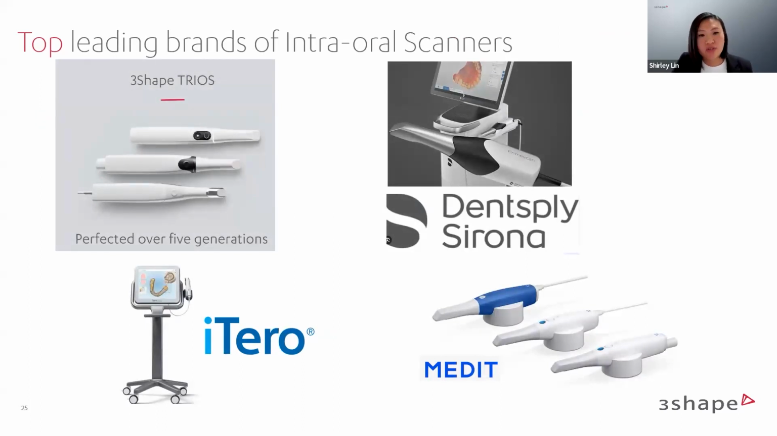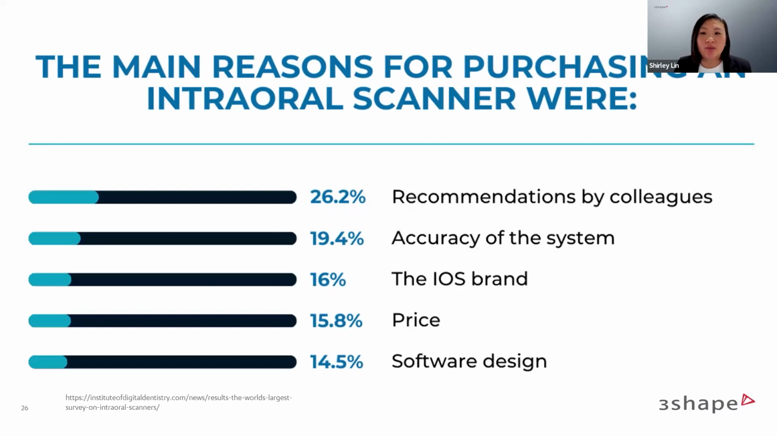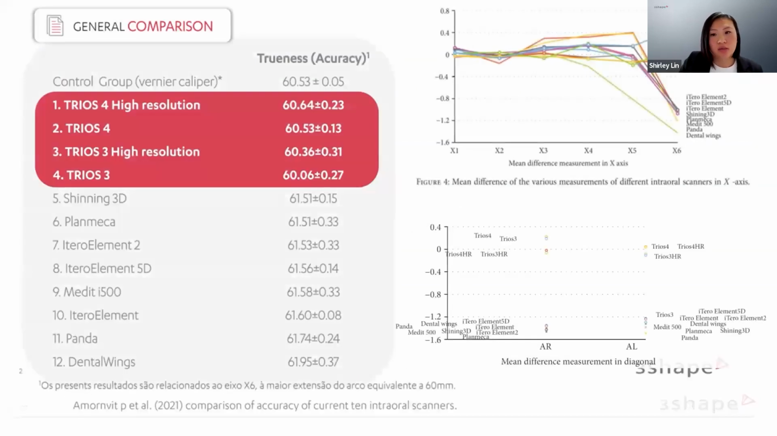So in the market, there are obviously a lot more intraoral scanners, but in the Australian market right now, these are currently the top leading brands of intraoral scanners: Trios, your Dentsply Sirona scanners, iTero, and Medit, which have a few. Now, from that same survey that the Institute of Digital Dentistry did of 1,072 clinicians, the top two main reasons for purchasing an intraoral scanner were recommendations by colleagues and also accuracy of the system.